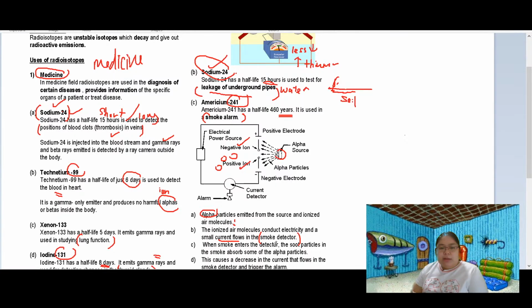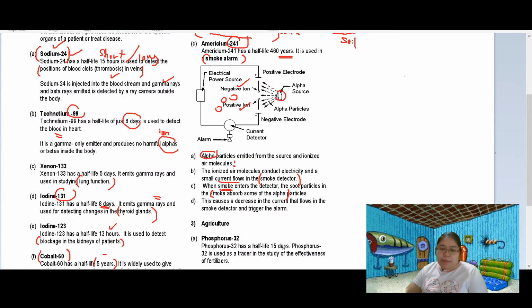When smoke enters the detector, the soot particles in the smoke absorb the alpha. So what happens to the alpha? Now the alpha is not enough to ionize and form positive and negative ions, which means your current becomes less. When the current becomes less, this decrease in current flow in the smoke detector triggers the alarm. So it is not because the current is more that the alarm triggers, but because the current is not enough, since the alpha is absorbed by the soot particles in the smoke. So now the smoke detector will function.